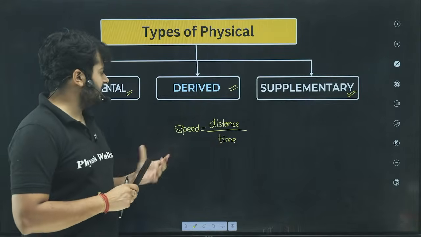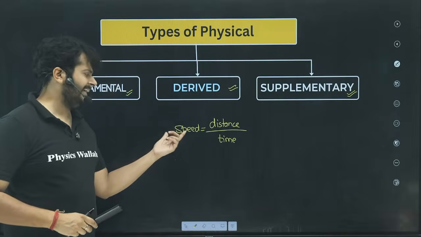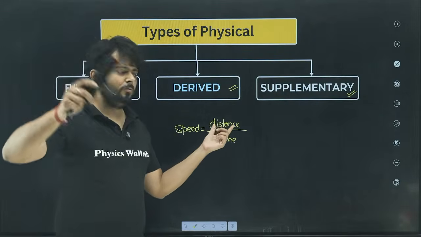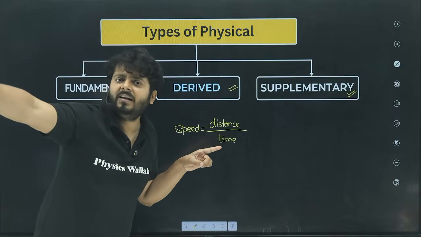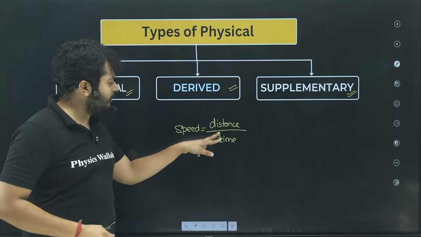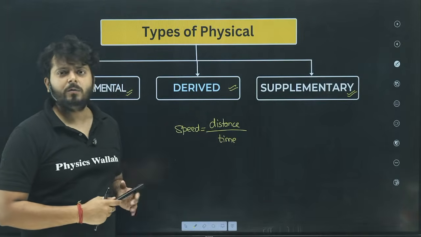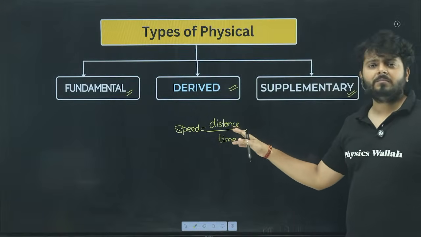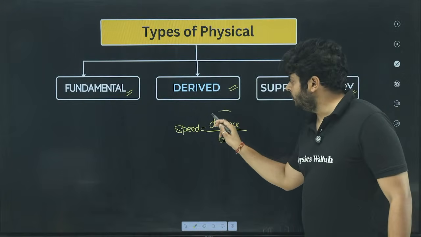To measure the value of speed, you did not measure the speed directly. What did you do? You measured something else. You measured distance, how much distance the particle has covered, and how much time it took to cover it. When you measured those two things, then you were able to calculate the speed. To calculate the speed, you have to measure something else.